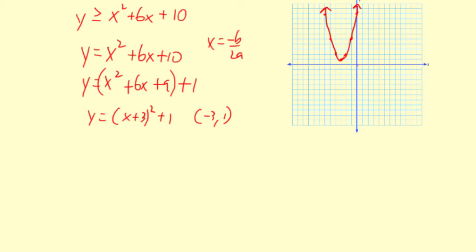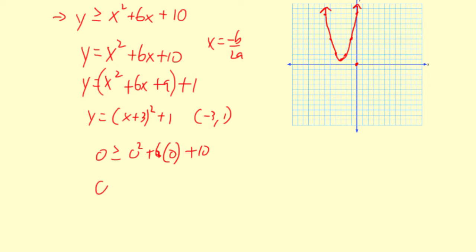Where do you shade? I like to use a test point. I use (0, 0) because that's usually the easiest coordinate to figure out. So I'm going to put that right in this inequality here. So that makes 0 greater than or equal to 0 squared plus 6 times 0 plus 10. Now if this is a true statement, that means I need to shade outside of the parabola where the (0, 0) coordinate is. If this is false, that means I need to shade inside the parabola area, which is not the half plane containing the (0, 0).